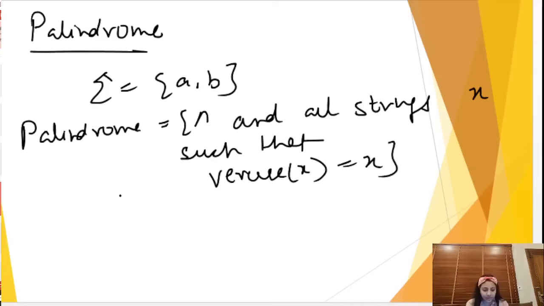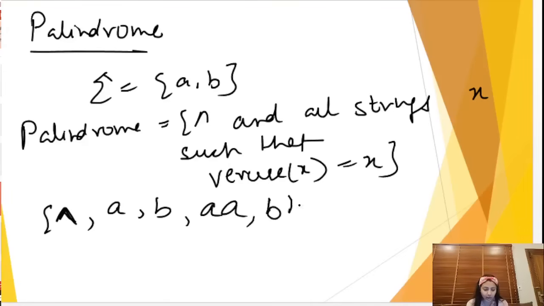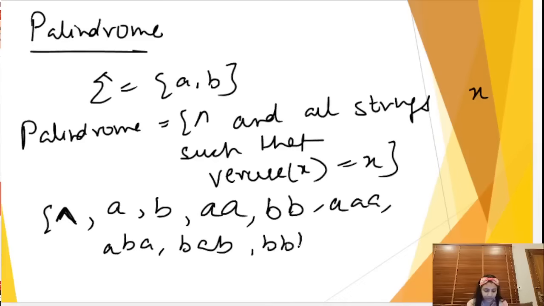For example, what all palindromes can we form over this alphabet set? The null empty string is definitely a palindrome, since the reverse of this particular string will be equal to lambda only. So yes, the null string belongs to the palindrome, and single A belongs to palindrome, single B belongs to palindrome, double A, double B, triple A, ABA, BAB, BBB. So all these strings belong to my palindrome.